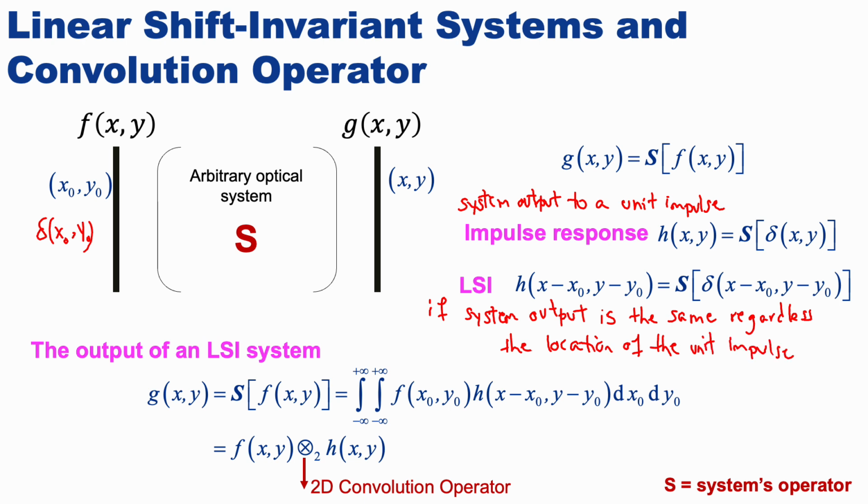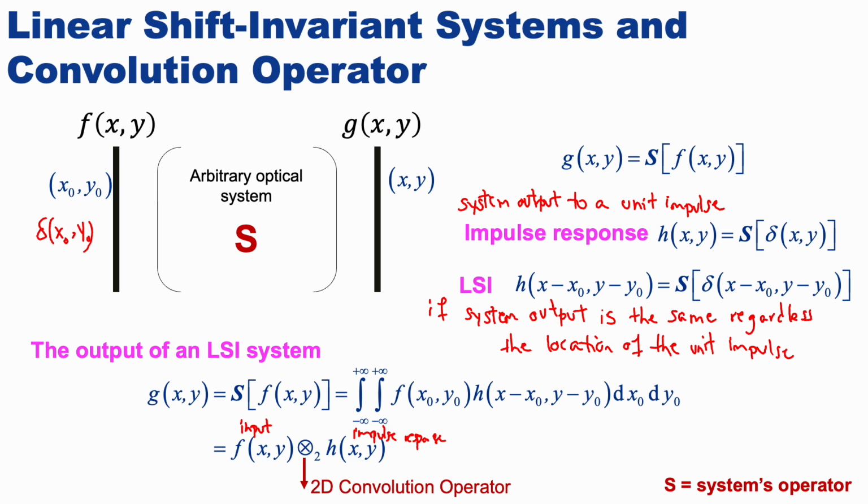So that means that if you shift your unit impulse, you're going to have the same shift in your impulse response. And only, and this is really important, only when the system is linear shift invariant, we can express the output as a two-dimensional convolution between the input and our impulse response. That's why it's super important, when we have a system, to determine if the system is linear shift invariant or not. Because if it's not, we cannot have this convolution.